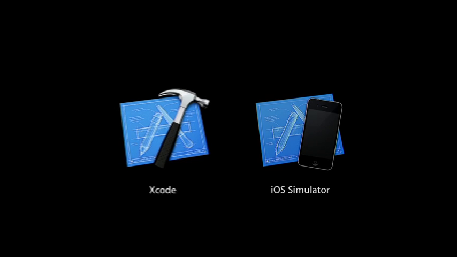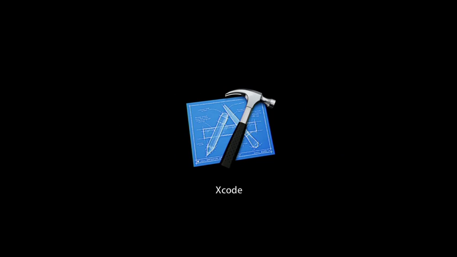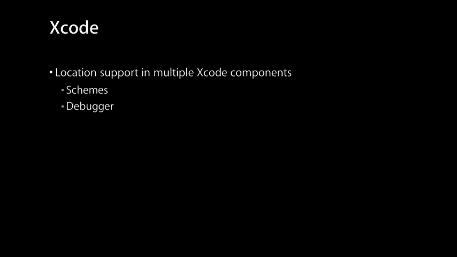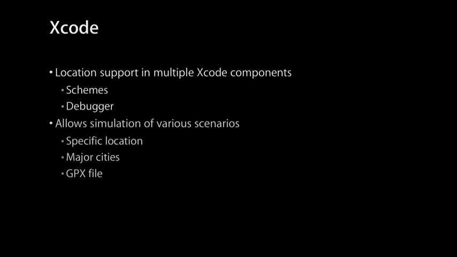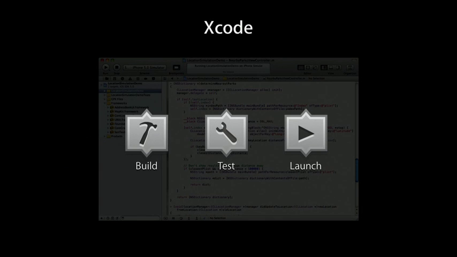Let's start with Xcode. In Xcode, we've added location support in multiple areas, like schemes and the debugger. We also allow you to simulate various scenarios like specific locations, a list of major cities, and you can also use a GPX file to simulate routes. So what does a scheme do? Well, like any good plan, Xcode 4's schemes have 3 phases. Each phase has its own kind of result.